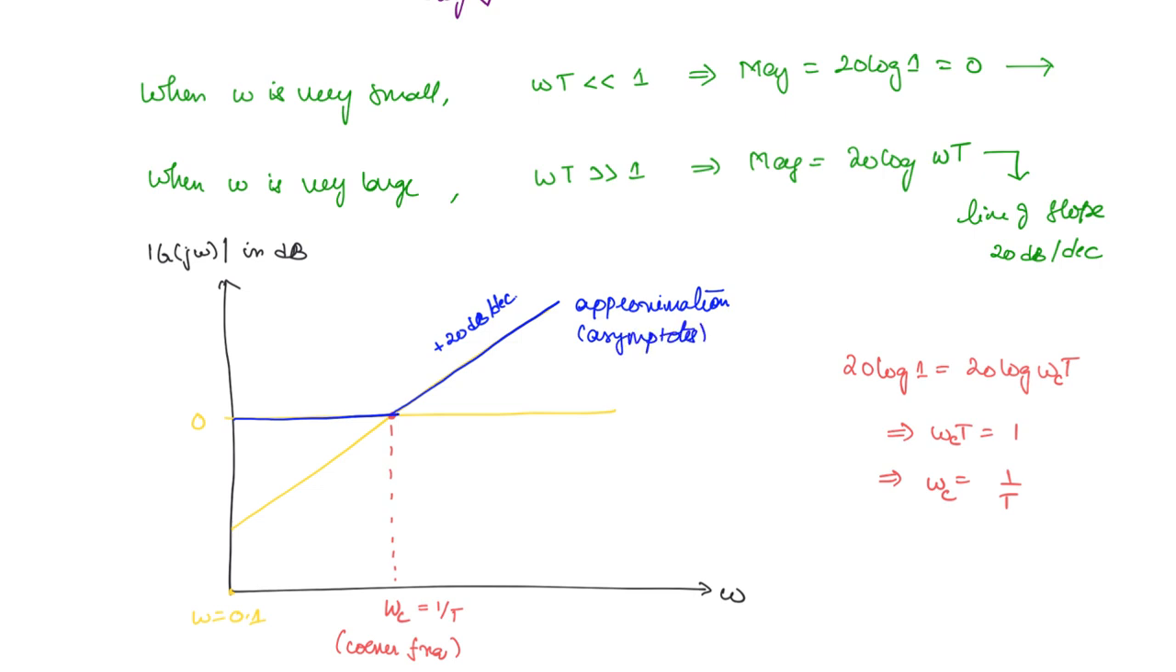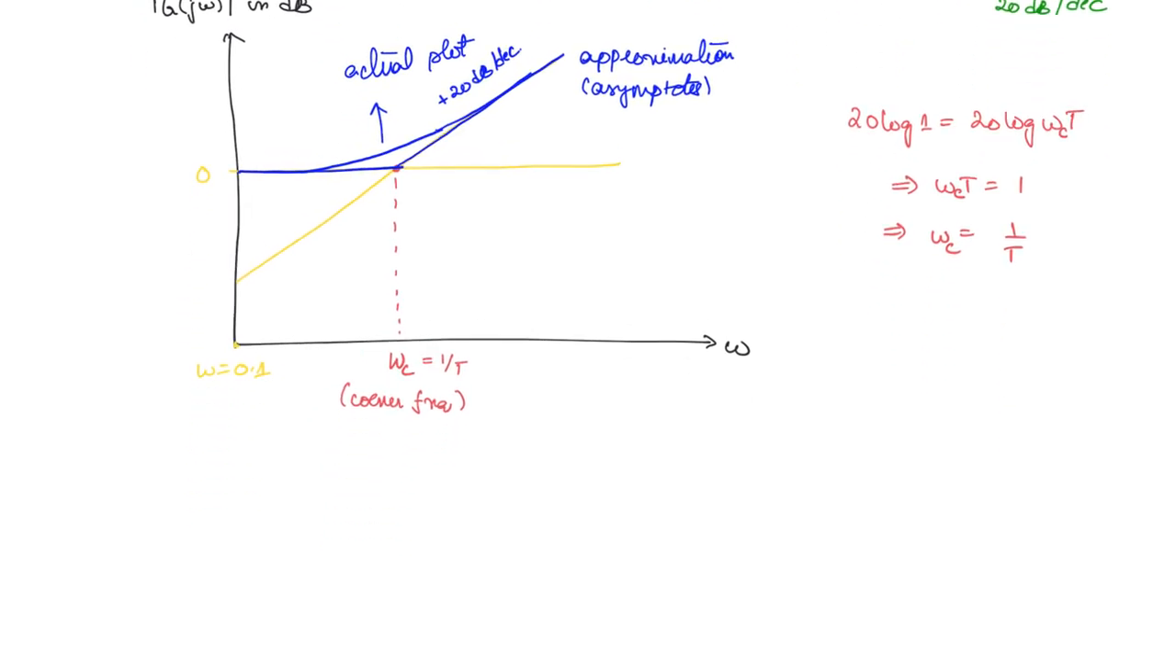The actual plot is going to look something like this. It will be initially 0, but then it will start rising, and then eventually it will meet the other asymptote. Okay. So this is the actual plot. So you can see that for the approximate plot, the magnitude at corner frequency is 0, while for the actual plot it is not 0. So let us see what is the magnitude actually.